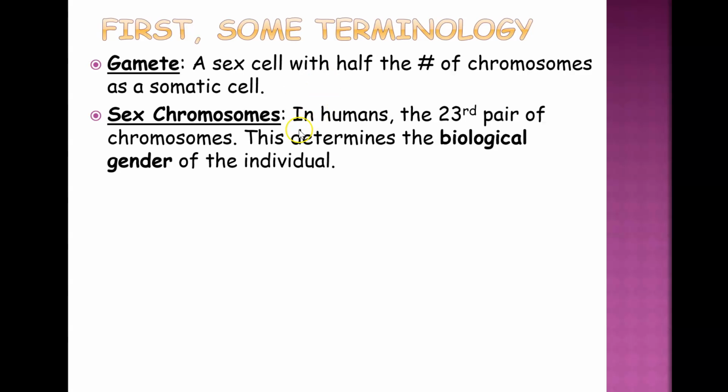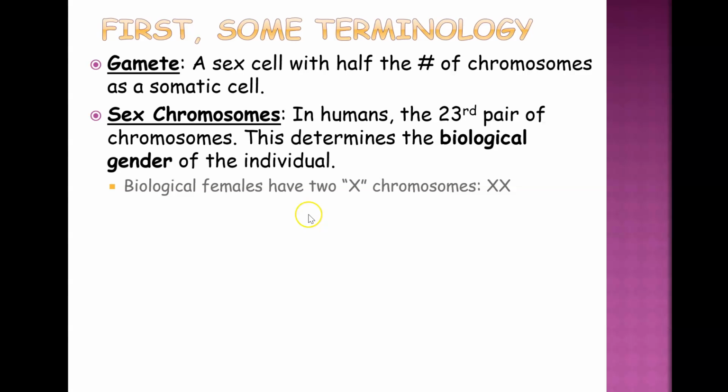Sex chromosomes in humans, the 23rd pair of, that's basically 23 pairs of chromosomes, and this determines the biological gender of the individual. So the function of the sex chromosomes is to determine the biological gender of the individual. So it will determine whether a human is female or male. And I will explain that to you in a little while.